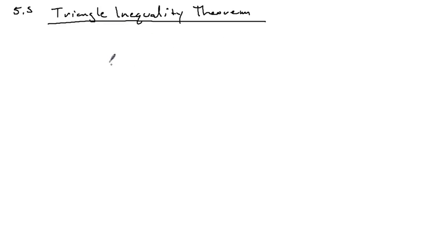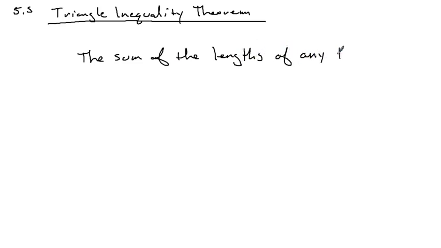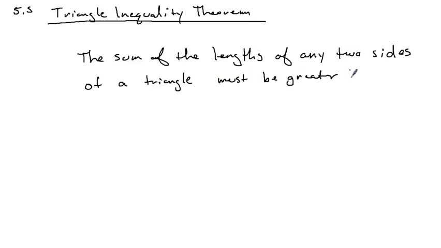So the triangle inequality theorem says the sum of the lengths of any two sides of a triangle must be greater than the length of the third side.